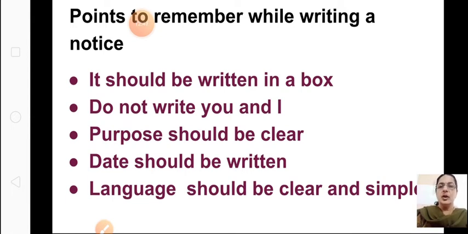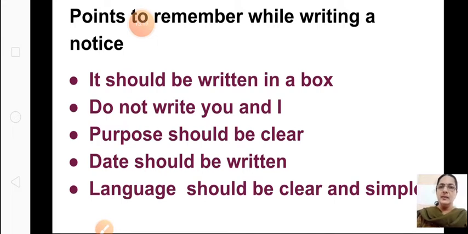Okay, you should not write half a page or one page for a notice. It should be clear, simple and short. And it should be written inside a box. Make a box and write inside it, and read through the format of the notice. Questions will come regarding the notice, not asking you to write the full notice, but questions based on how a notice is written. That will come for your exam.